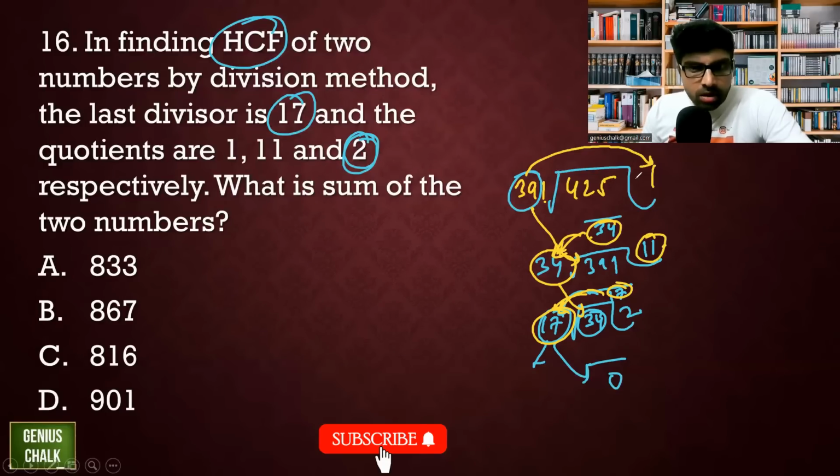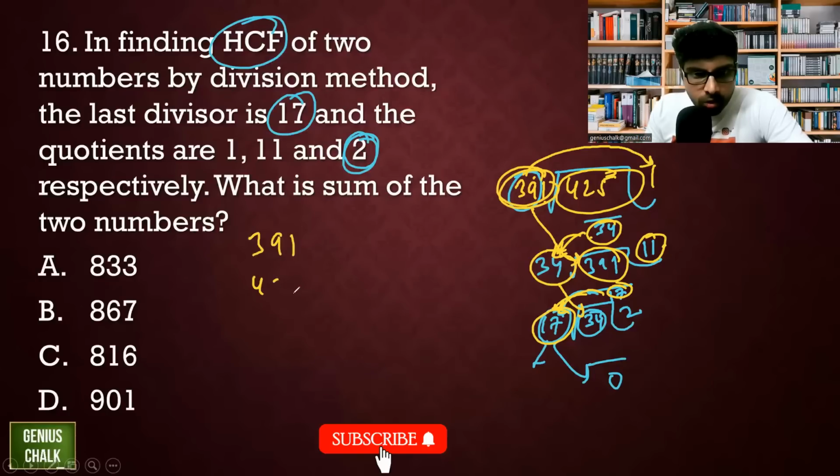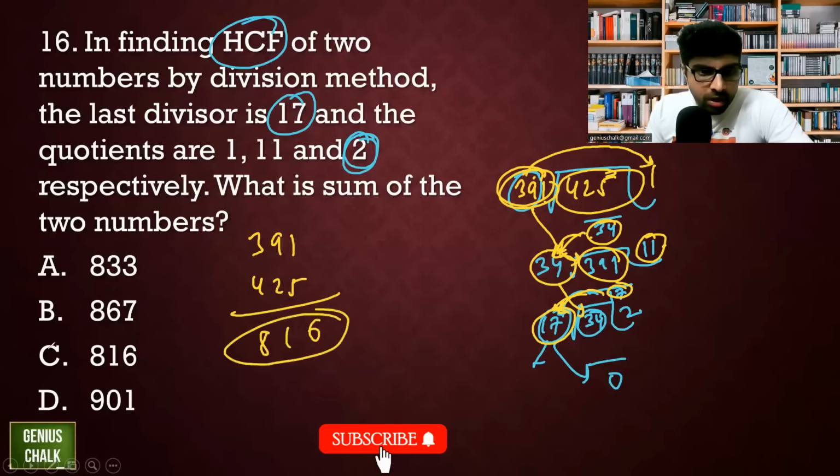What is the sum of two numbers? So the numbers are 391 and 425. The sum has to be 816. That is option C. It's a good question.